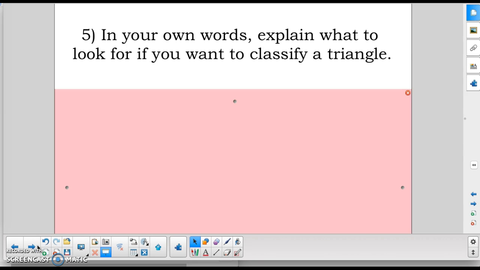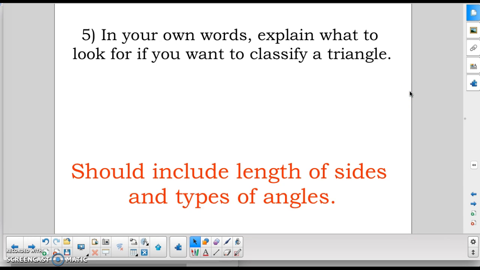Now number 5. In your own words, explain what to look for if you want to classify a triangle. If your answer included something about the side lengths and the type of angles, your answer will be scored correctly. We will be reviewing this concept tomorrow again in class.